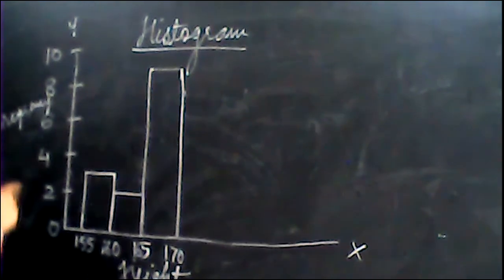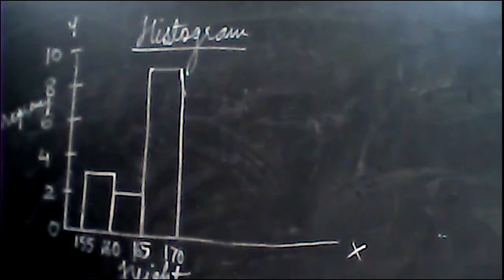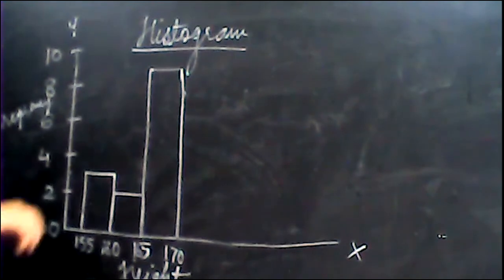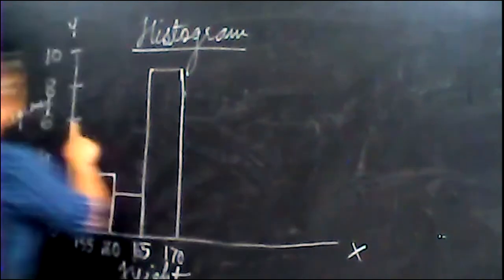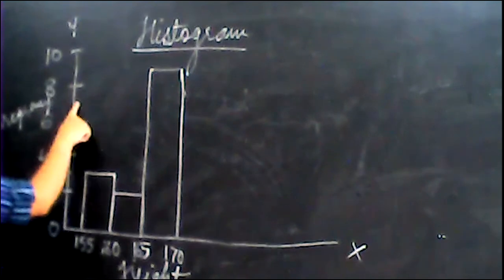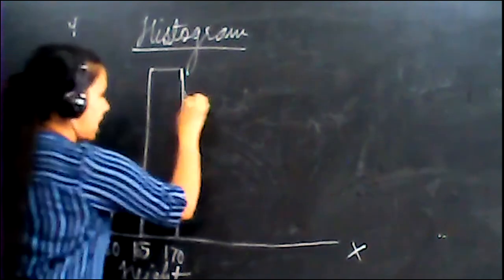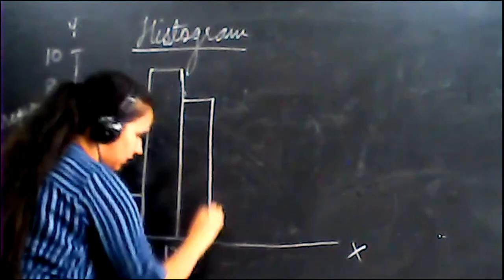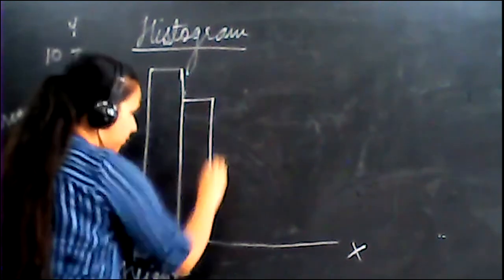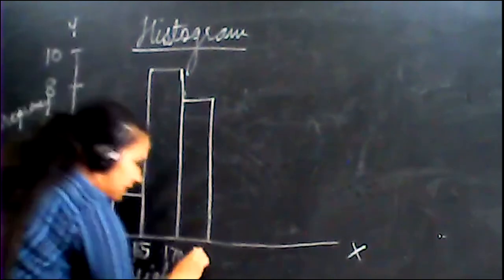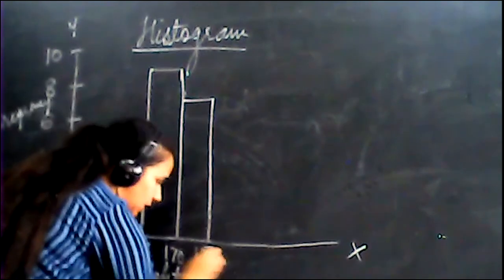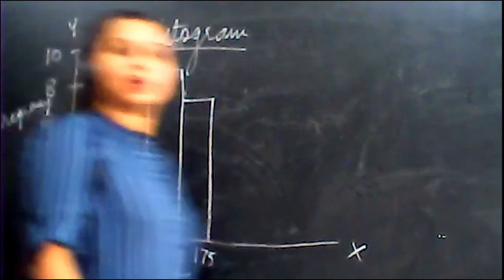Afterwards, next height is 170 to 175 and its frequency is 7. So this is 6 and here it would be 7. So we will come straight forward and we will mark here, plot here and we will make the histogram. Right? So it is 170 to 175. Is it clear to you all students?